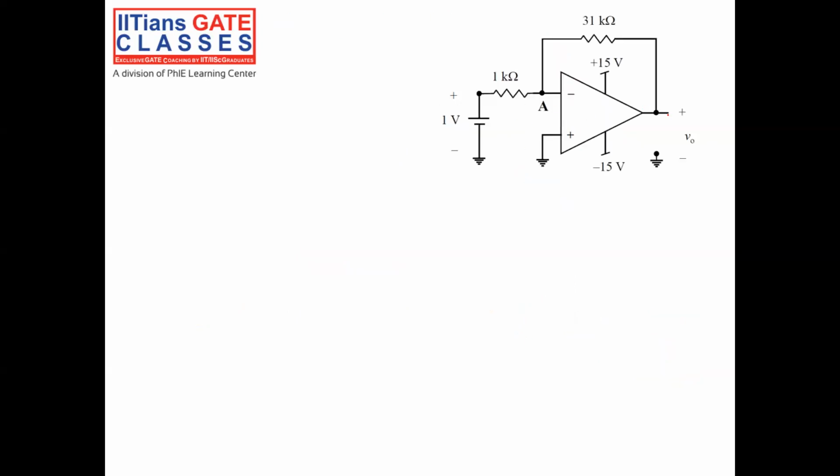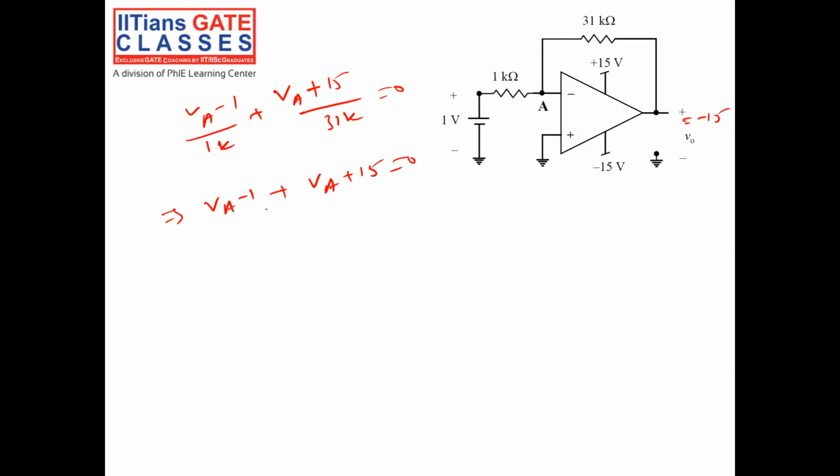So we know my output VO is equal to minus 15, because it is saturating at minus 15. Then we will apply nodal analysis here. So (VA minus 1) by 1K plus (VA plus 15) by 31K is equal to 0. This implies VA minus 1 plus VA plus 15 is equal to 0, right?